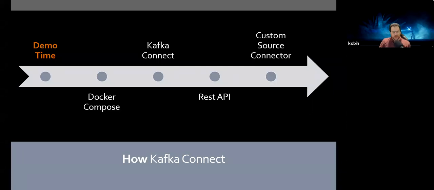And what we're going to do in this demo is bring up an infrastructure, a Kafka cluster in Docker Compose. Then we'll add Kafka Connect to it. We will examine how we can use Kafka Connect's REST API, and at the end implement a custom source connector. And if we have time, then I will also show implementing a sink connector to consume the data of the incoming source connector.